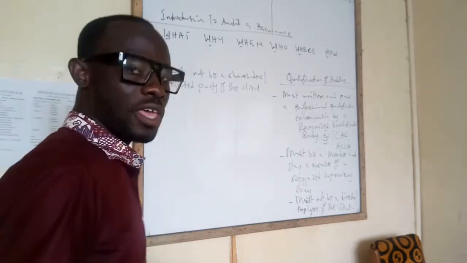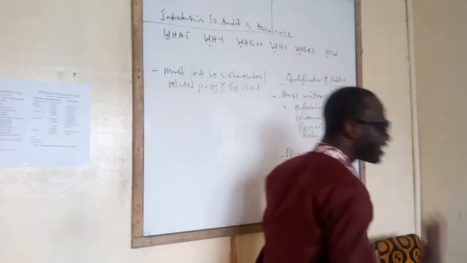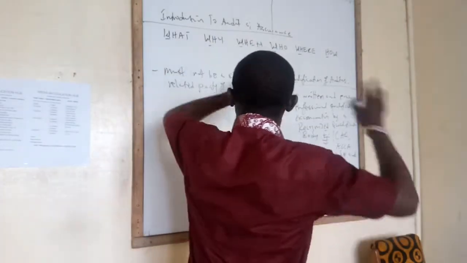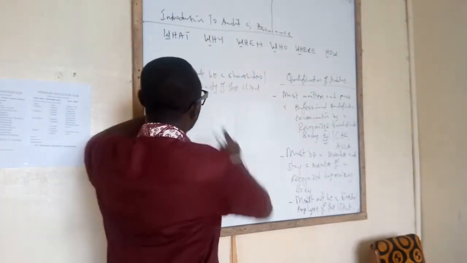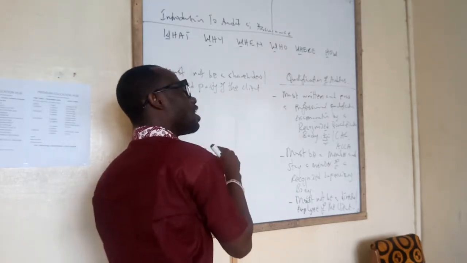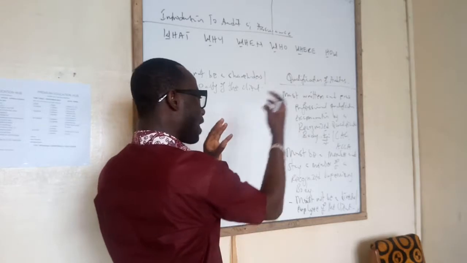You must not be a shareholder, meaning you shouldn't have any investment in the company. You shouldn't have any financial interest in the company. You shouldn't also be a related party. Now, a related party organization is an organization that renders services to companies which are partly joint.